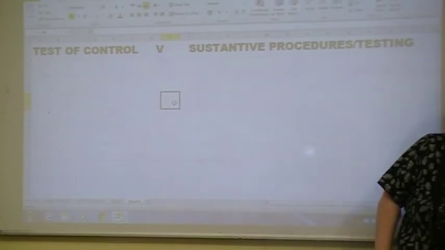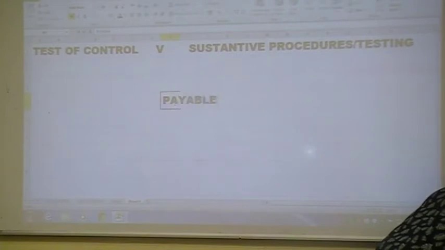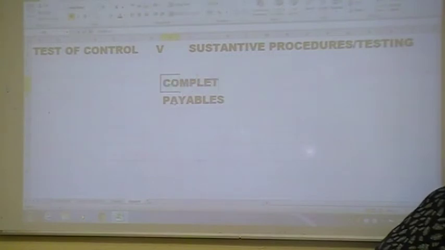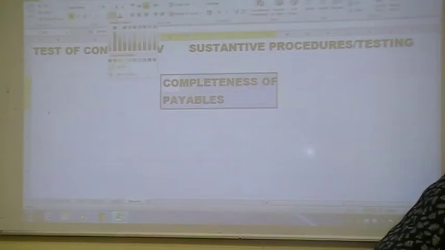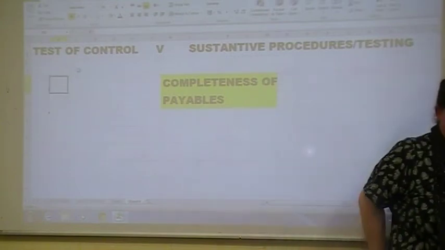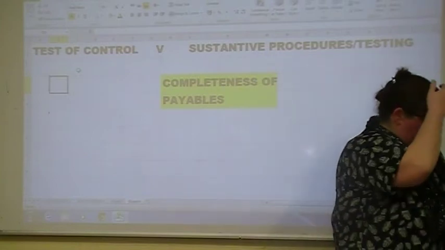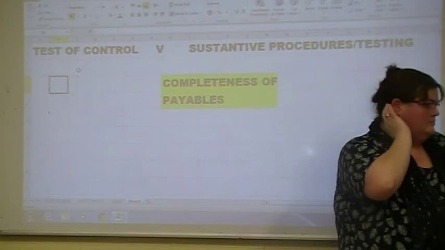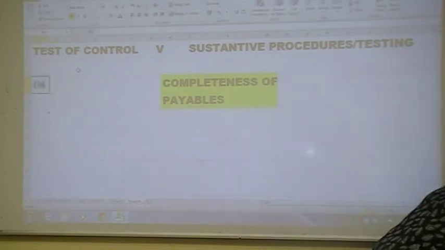Control or we're doing substantive testing. Say we're looking at payables. So for our payables here in the middle, we're looking for the completeness of payables. We're looking to see whether our payables are actually complete. So for testing the control for the completeness of payables, we would inspect.